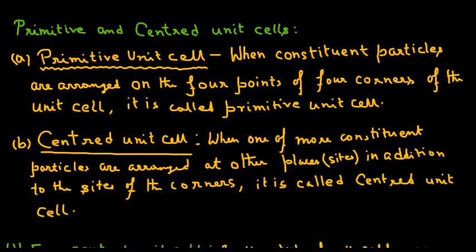Primitive unit cell. When constituent particles are arranged on the 4 corners of the unit cell, it is called primitive unit cell. Centered unit cell. When one or more constituent particles are arranged at other places or sites in addition to the sites of the corners, it is called centered unit cell.